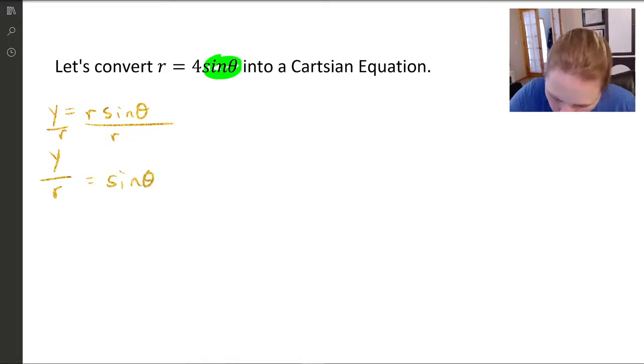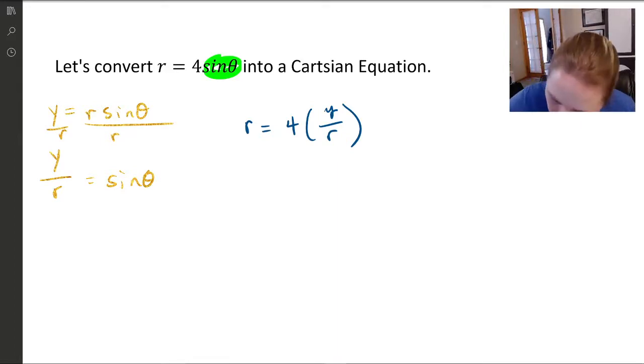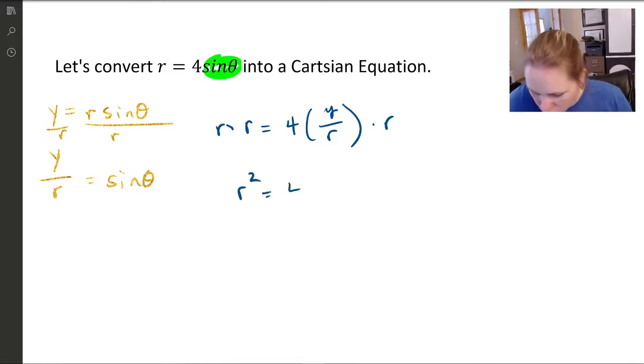So this is my equation thus far. r equals 4 times y over r. Now my next job is to try to get r squared, because I know that r squared can be replaced by x squared plus y squared. So I'm going to multiply both sides by r. So this gives us r squared equals 4y.